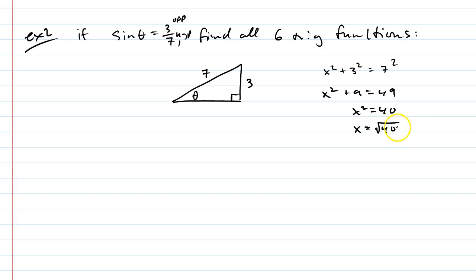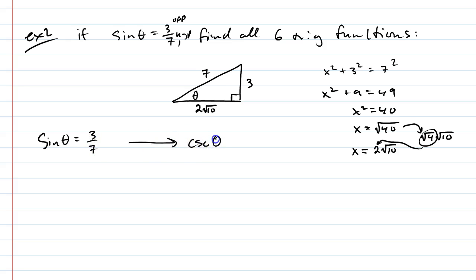And to simplify square root of 40, that eventually comes out to be 2 root 10. Now the idea is that you could break this up into root 4 times root 10, and then square root of 4 gives you 2. So that's simplifying a radical. So I'll write here 2 root 10. Alright, to do sine of theta, we already have it. And then cosecant is just going to be the flip, so we could write 7/3. Cosine is going to be now the adjacent over hypotenuse. So this will be 2 root 10 all over 7.